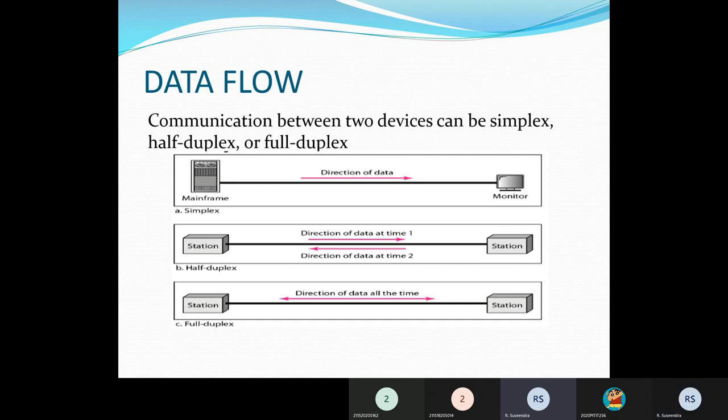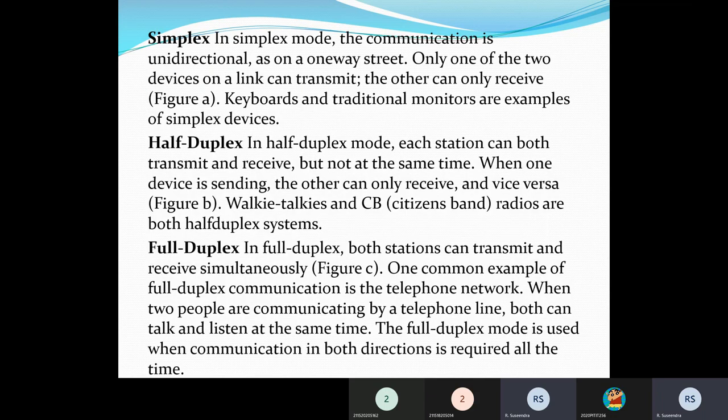Okay, simplex means I am talking, you are listening. Half and full duplex means the discussion session. I can ask, you can reply. So like that, it is explained in brief. Simplex mode is a connection where communication is unidirectional, one way.